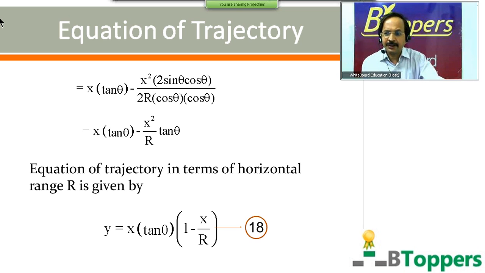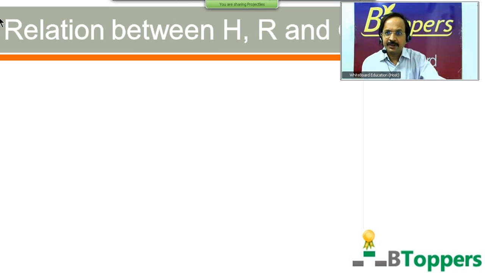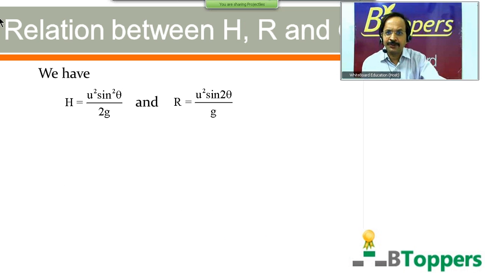Those who are writing the notes, they can take a pause and write the notes. Next, I would like to discuss the relation between the maximum height reached, angle of projection and horizontal range R. We have maximum height reached in terms of the initial speed u and angle of projection given by u square sin square theta by 2g. And horizontal range of the projectile is given by R equal to u square sin 2 theta by g.